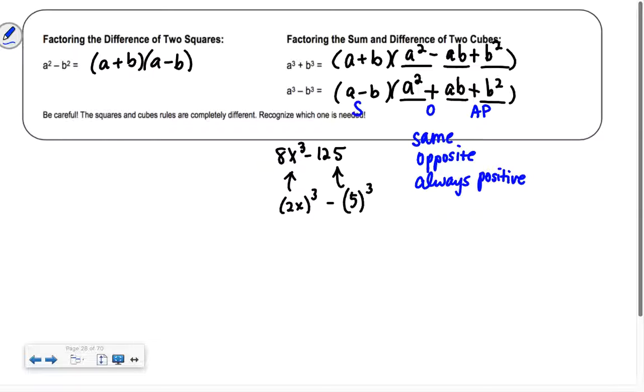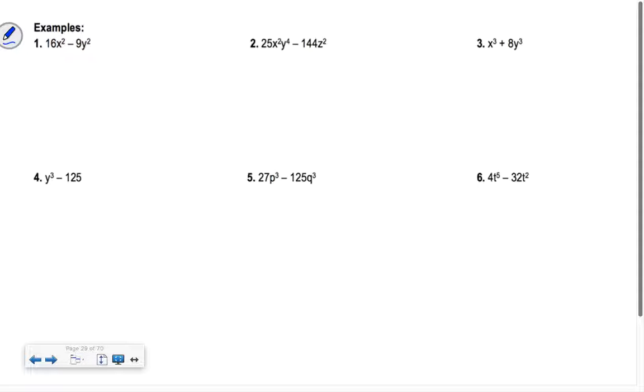All right, so let's try some examples with that. So the first one, I want to recognize if it's squares or cubes. How about this first one, squares or cubes? Squares. All right, so it's 4x times 4x, and it's 3y times 3y, so it's going to be 4x and 3y, 4x and 3y, and you're going to put a plus in between the first one and a minus in between the second one. Doesn't matter, you can have minus first and then plus. All right, so those are the ones we learned before. That's the difference of two squares.